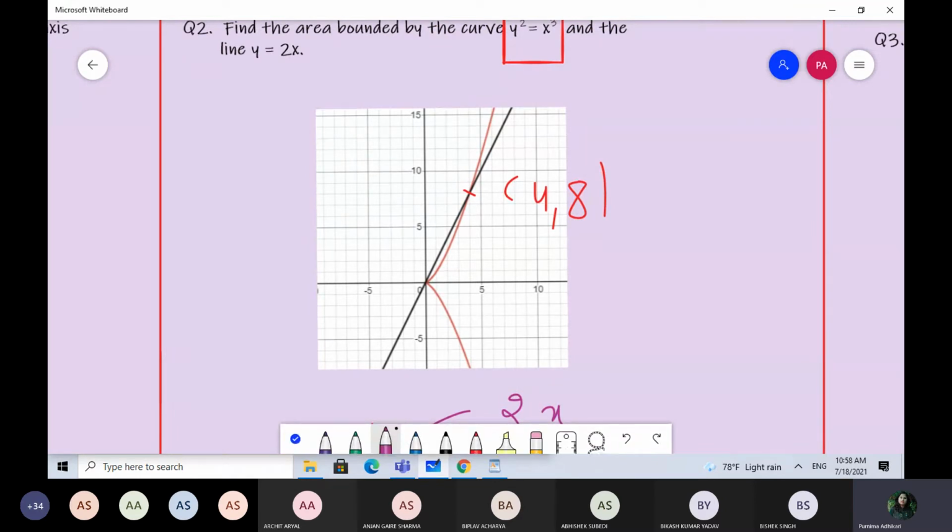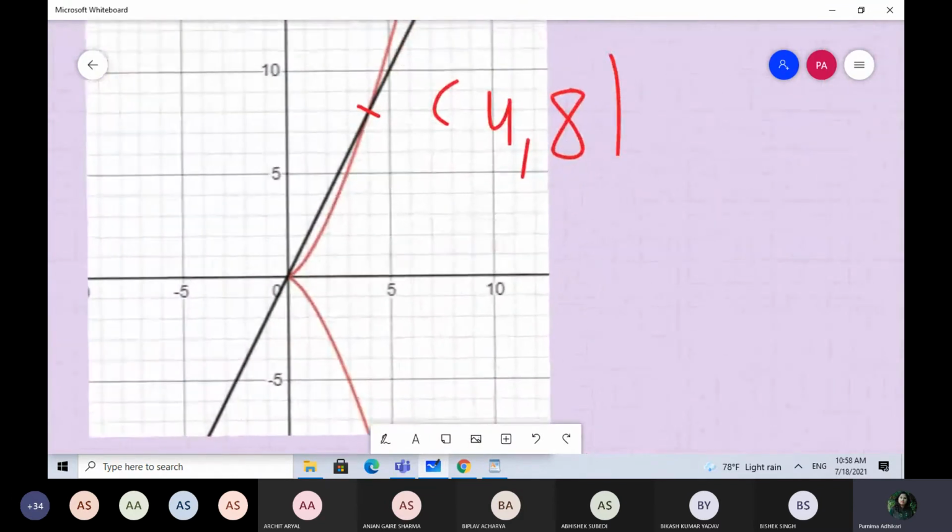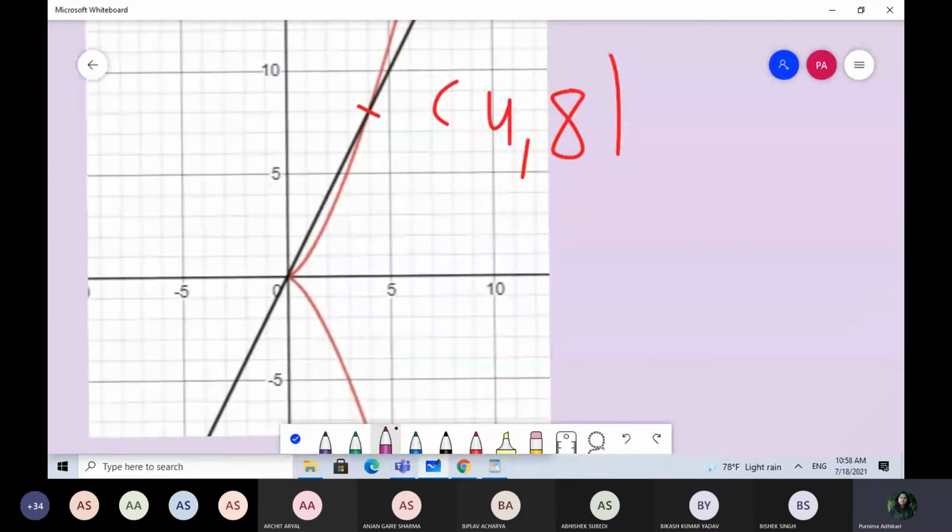I clipped this graph from the Desmos graph plotter, the two curves. Now this is the area you are looking for. Let me just enlarge it and show you. This common area you have to find out. So what will be your method to find out this common area? How do you find out the common area? Accordingly, you will change your formula for the curve. How will you find out this common area from 0 to 4,8?